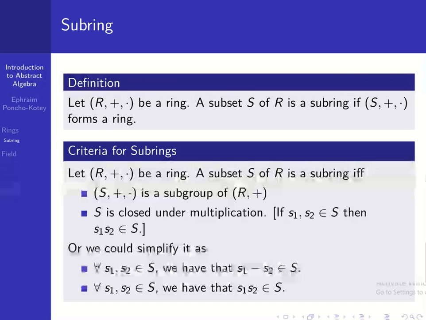But that is also lengthy. So we can simplify as this. We can just show that if you pick two elements from S, s1 minus s2 is in S. Take note that minus s2 is not the typical multiplication, but it's the additive inverse of s2. And you have to show that the product is also in S. Then we can conclude that it is indeed a subring.